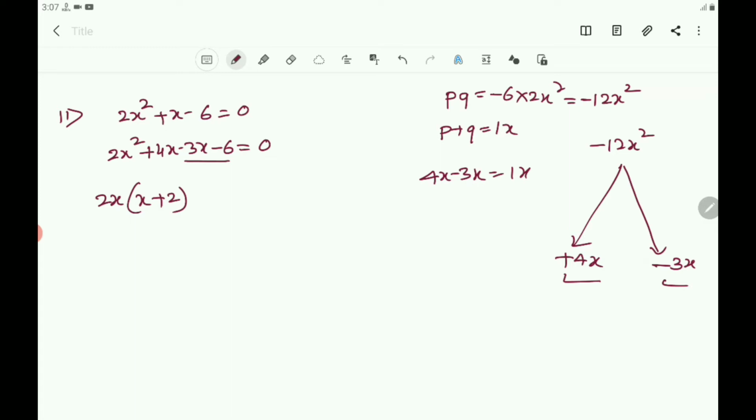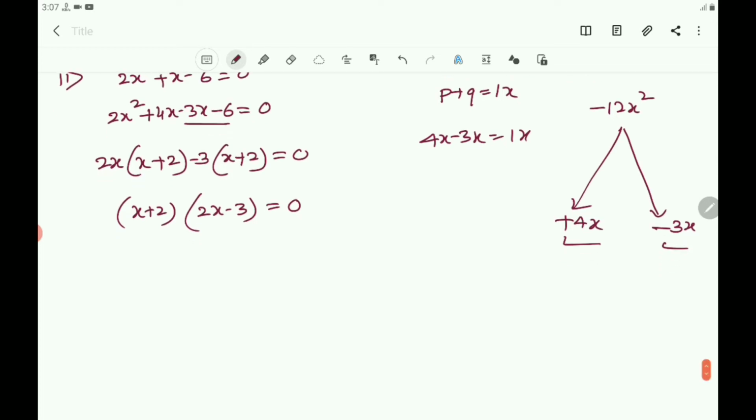Then minus 3x minus 6. Here the common is minus 3. In the bracket, as minus 3 is outside, x stays and the sign changes as there is a negative sign outside the bracket, plus 2 equals 0. Then here x plus 2 is common, x plus 2 in the bracket. Here 2x minus 3. So x plus 2 into 2x minus 3 equals 0.